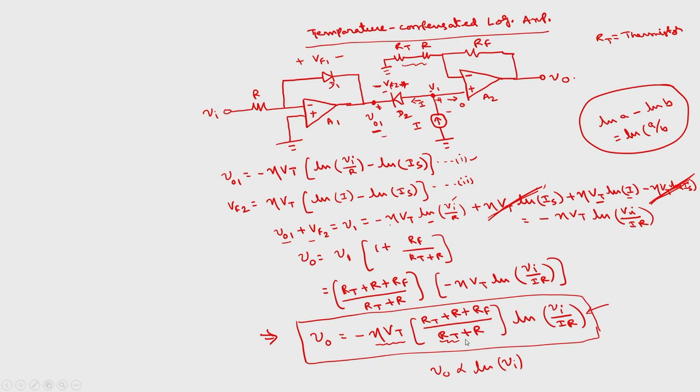Rt is a thermistor, the principle of the thermistor is that resistance varies with the temperature. So, you have to choose this thermistor such that it will compensate the effects of the variations of eta Vt with temperature. So, this eta Vt variation can be nullified by using the thermistor, and this ln Is was cancelled by two identical diodes D1 and D2. So, this is a temperature compensated logarithmic amplifier.